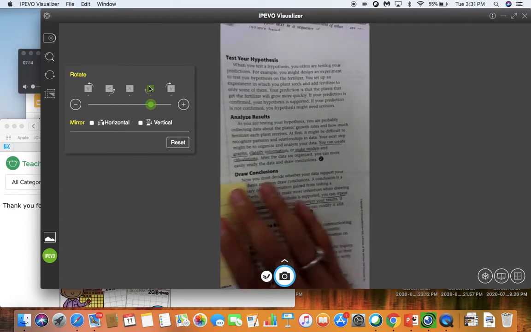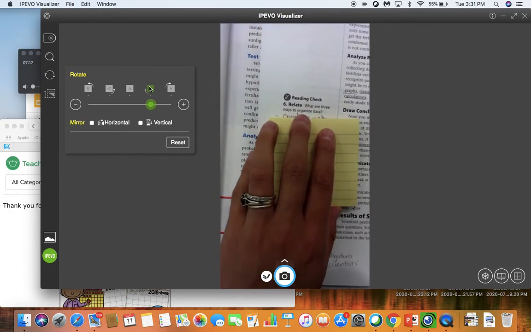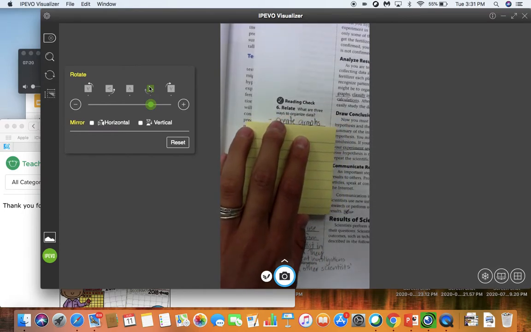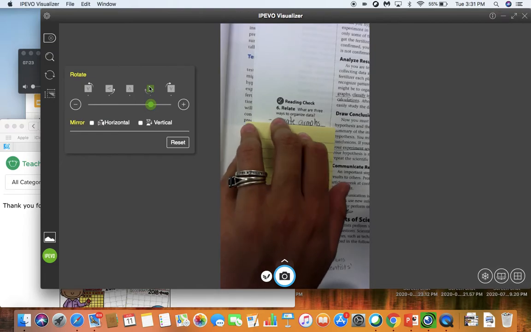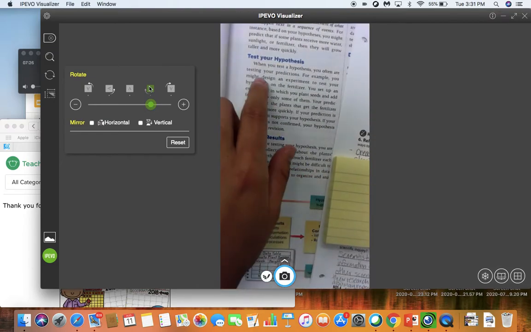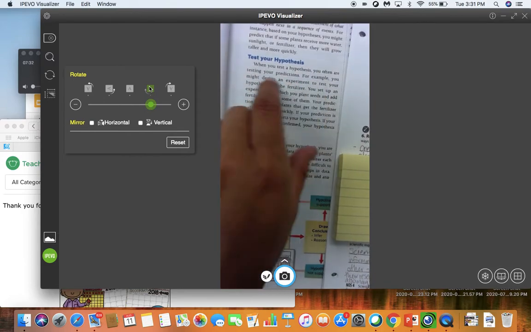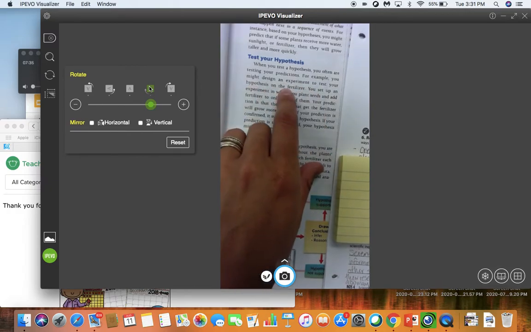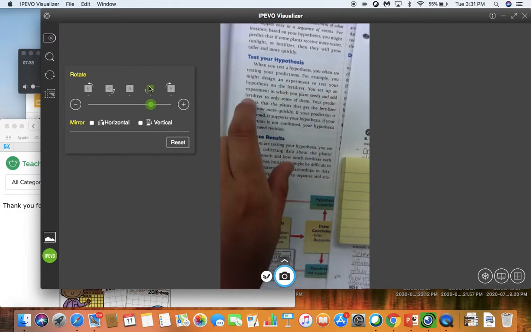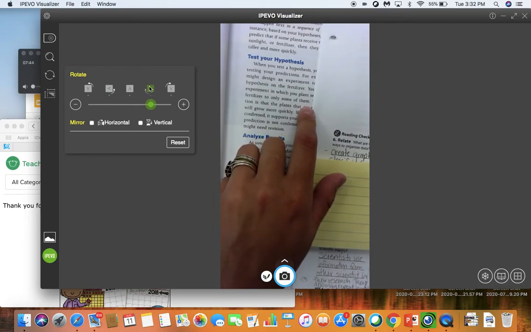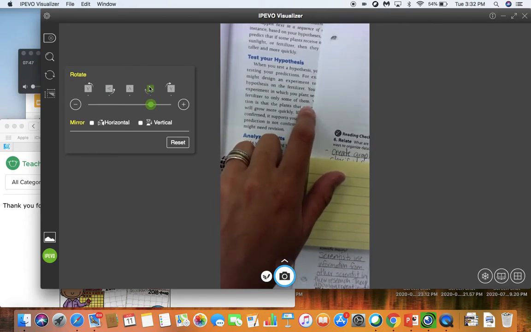Okay, moving forward. Let me cover up my answers. All right, testing your hypothesis, analyzing your results, drawing a conclusion, and communicating our results. Let's look at this. To test our hypothesis, it says when you test a hypothesis, you are often testing what you're predicting is going to happen. For example, you might design an experiment to test your hypothesis on fertilizer. You set up an experiment in which you plant seeds and add fertilizer to only some of them. So some you add fertilizer to and some you don't. Then you watch as they grow over a period of time. And then you're going to analyze which plants grew better. Was it the ones with the fertilizer or without the fertilizer?